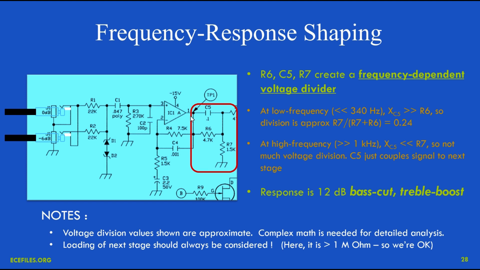But at higher audio frequencies, C5 is in parallel with R6 and couples the signal directly through, so we don't get that voltage division. The response then overall is a bass cut. Bass frequencies are reduced as they go through here, or to put it another way, treble frequencies are increased relative to the bass. And given the values computed, I estimate it's about 12 dB. Not a biggie, but it would change the sound of the amplifier a little bit.